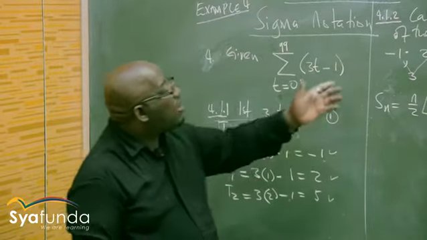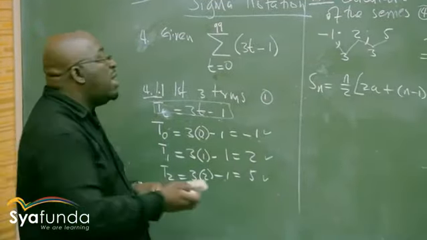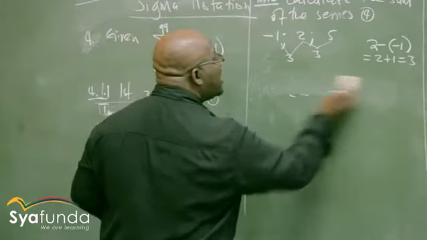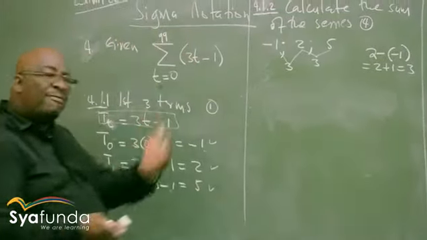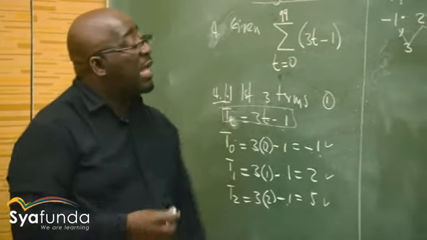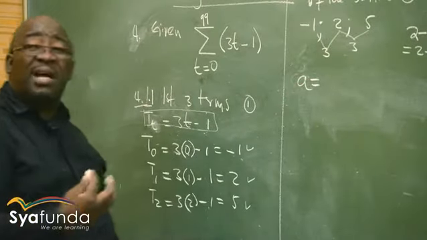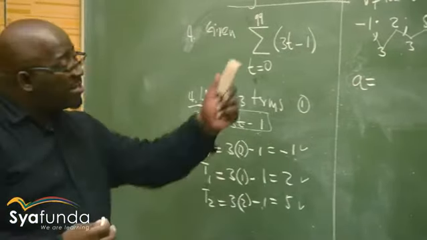This one says calculate the sum of the series. Right, let's get this one clear. It is important that even before I write this, I must know what I have. All right, this is my sequence. Do I have the value of a there? What is a? Collecting the data makes life easier. What is the value of a there?